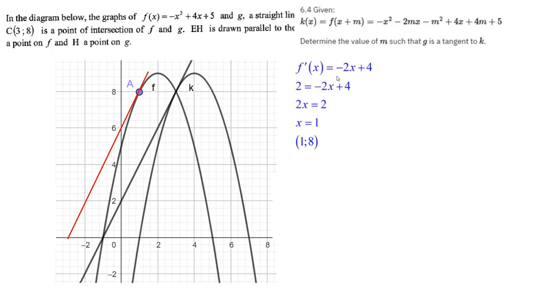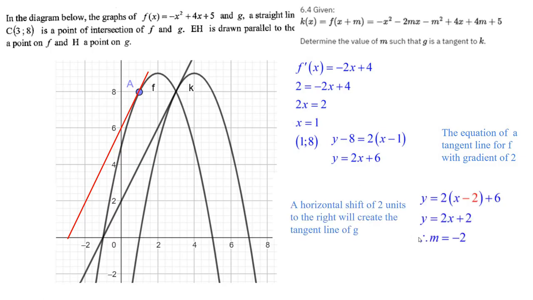First, I took the derivative of this and found out when the gradient is 2. And it happens at 1 and 8. And then I thought, okay, 1 and 8 with a gradient of 2. The equation of this red line here that touches in one point is the equation y equals 2x plus 6. Now, how far would it have to move to the right to become 2x plus 2?